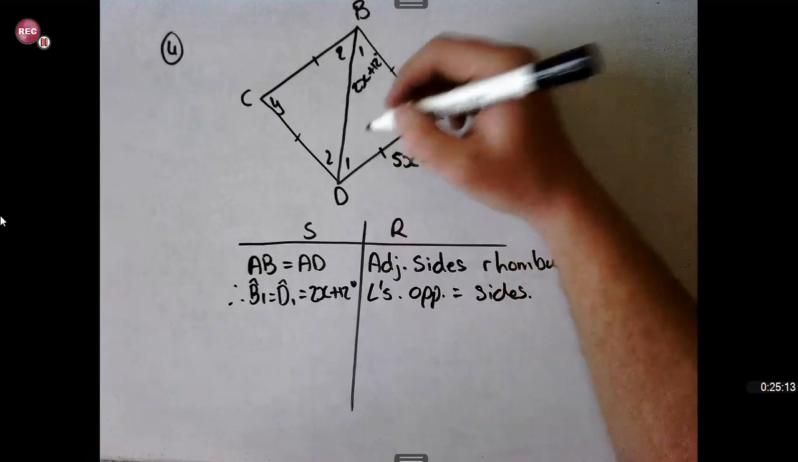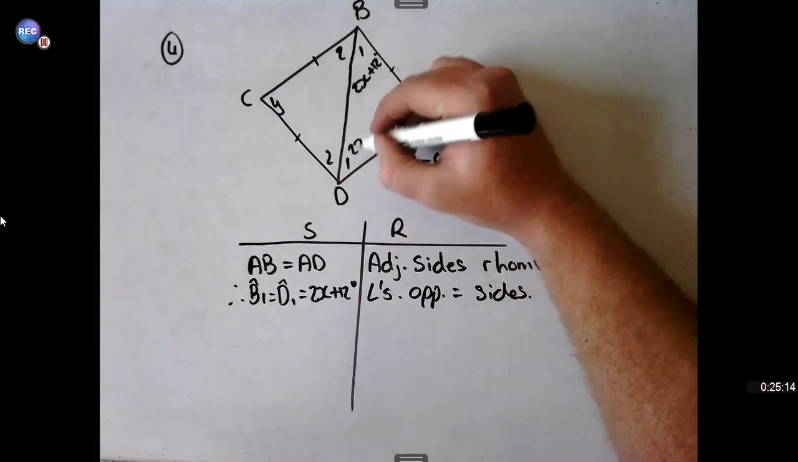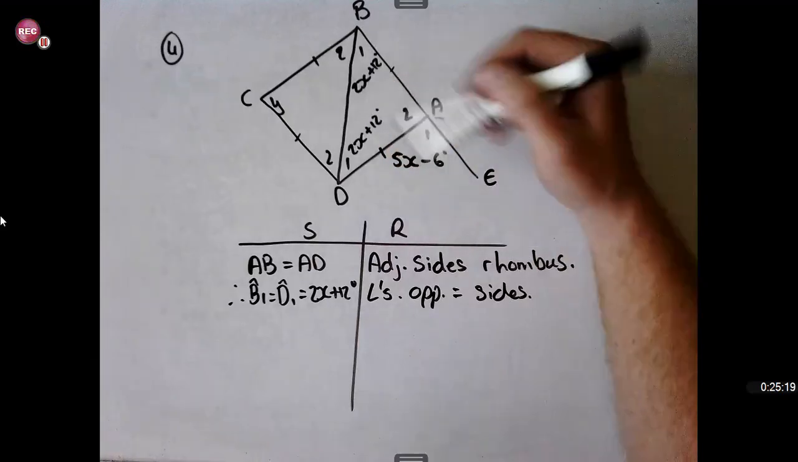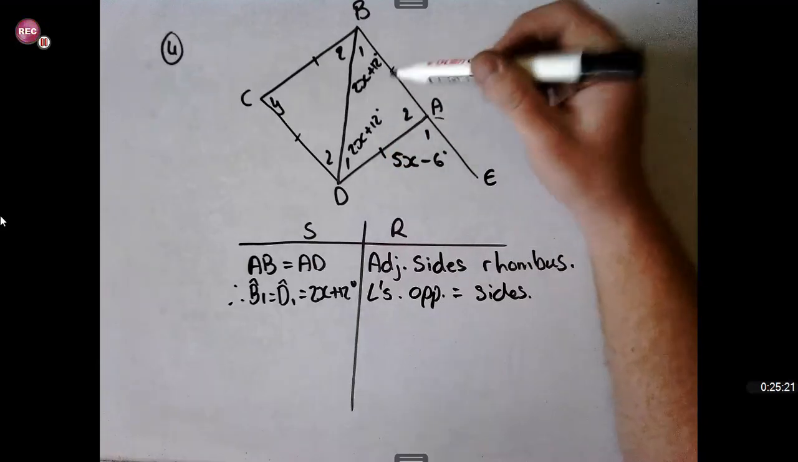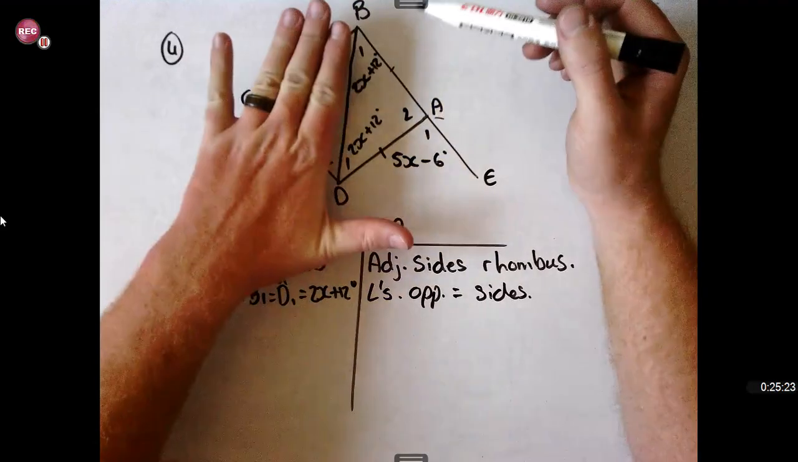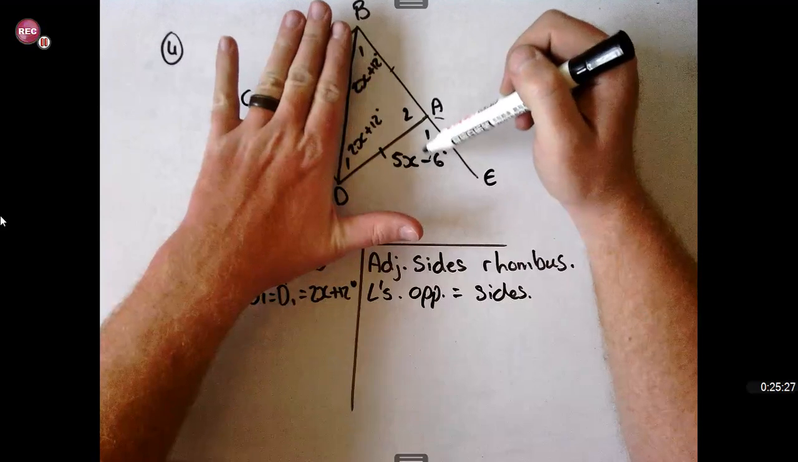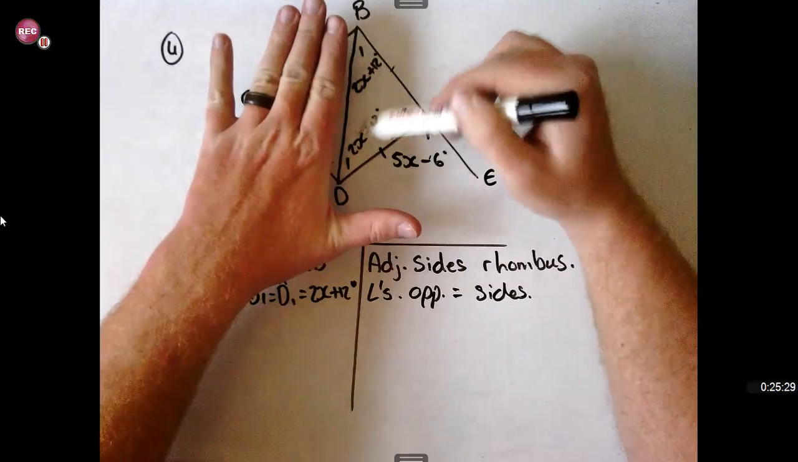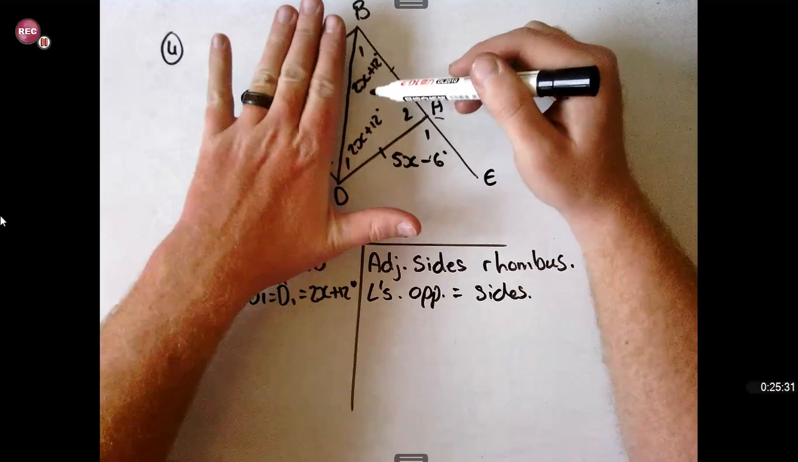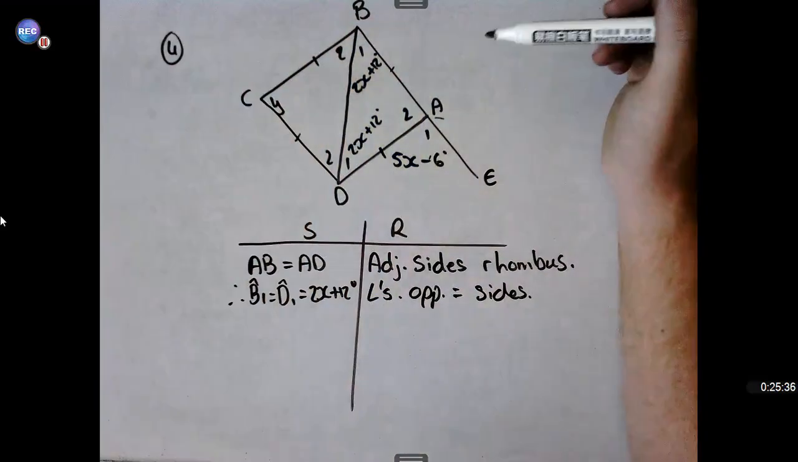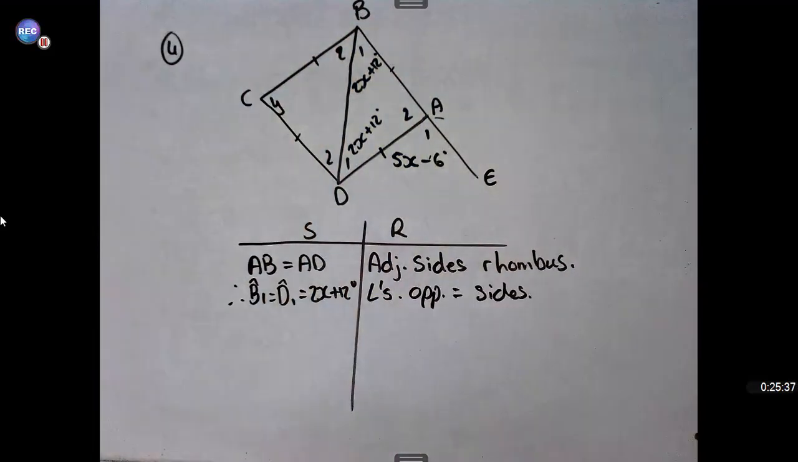Now we've said that this is 2x plus 12. I can use these two angles with the exterior angle, because if you close this, you can see that this is a triangle with an exterior angle over here, and these two angles are opposite angles. So the exterior angle is equal to the sum of the two opposite interior angles. Now I can use all of that to calculate the value of x.